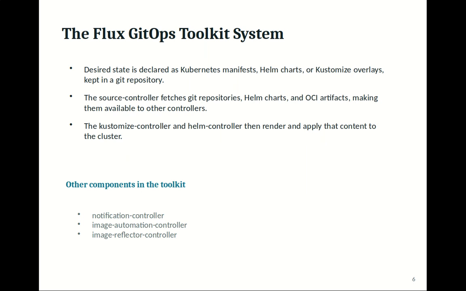The Flux GitOps Toolkit system. Desired state is declared as Kubernetes manifests, Helm charts, or Kustomize overlays kept in a Git repository. The source controller fetches Git repositories, Helm charts, or OCI artifacts, making them available to other controllers. The Kustomize controller and Helm controller then render and apply that content to the cluster. Other components in the toolkit: notification controller, image automation controller, image reflector controller.